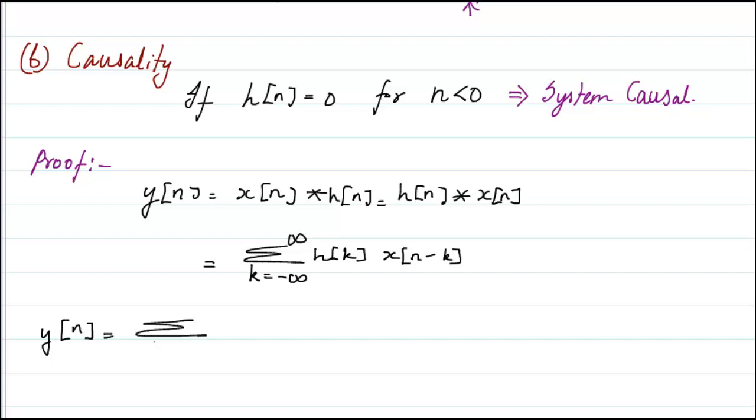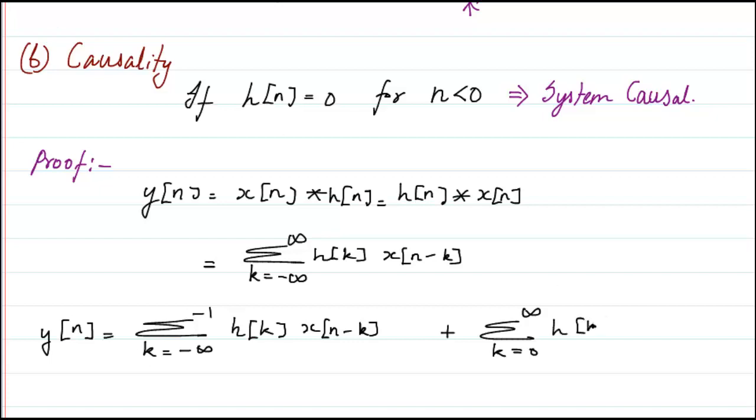One is for the values of k equal to minus infinity to minus 1, and the second part of the equation will be summation k equal to 0 to infinity. So we have split up the summation, and the rest of the things will be as such. So h of k x of n minus k, and here it will be h of k x of n minus k.